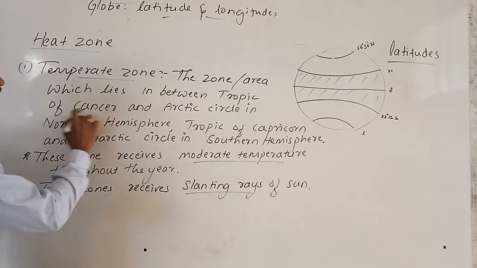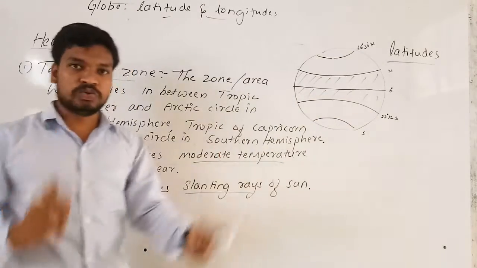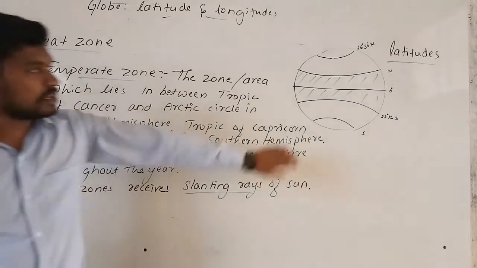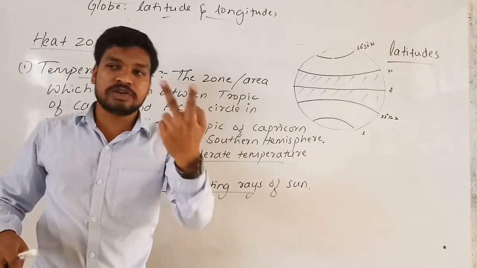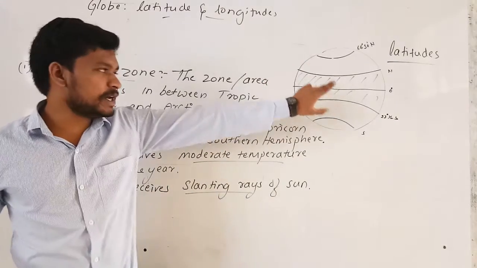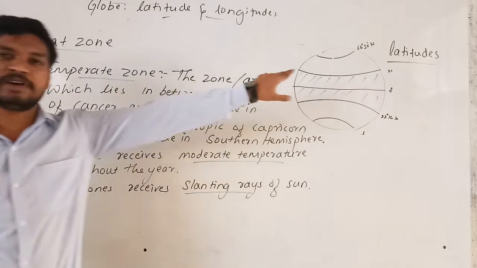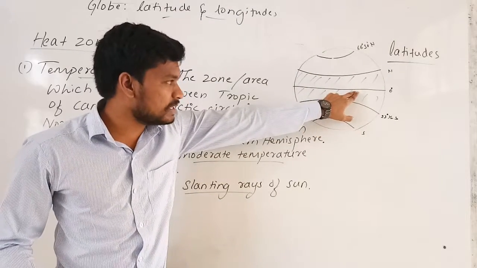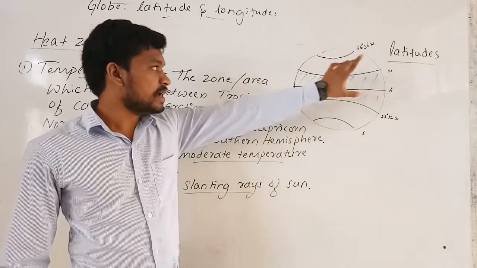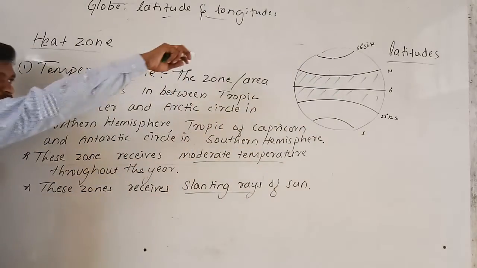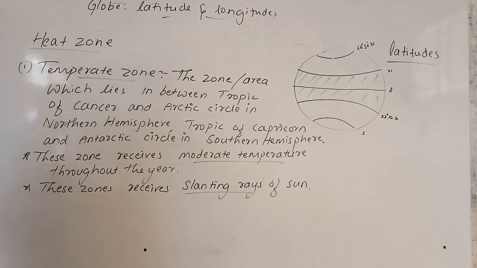This zone lies in between the Tropic of Cancer and Arctic Circle in the northern hemisphere. We have two zones of this, one in the northern hemisphere, one in the southern hemisphere. The temperate zones are two, the torrid zone is one. Further, we can divide the torrid zone into two. One is in the northern hemisphere, in between the equator and Tropic of Cancer. Another is in between the equator and Tropic of Capricorn. There are two torrid zones, but we can consider it as only one torrid zone. In the temperate zone, we have two, one in the northern hemisphere, one in the southern hemisphere. Is that over? Write down these points.